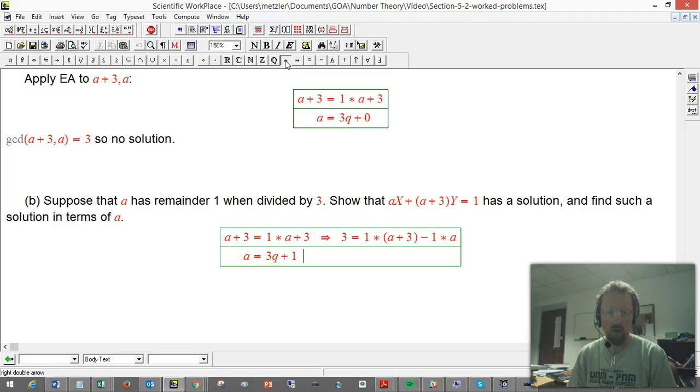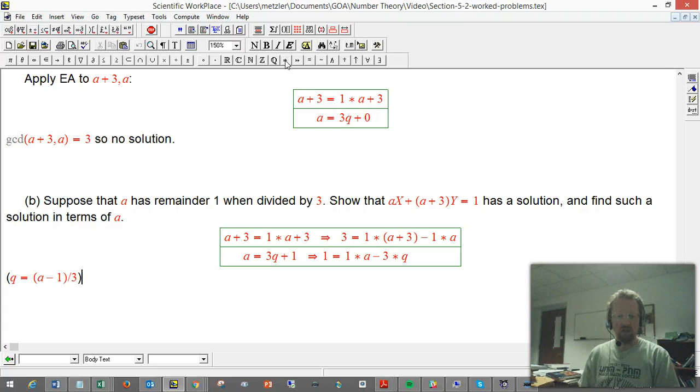Now a equals 3q plus 1 means 1 equals 1 times a minus 3 times q. Now let me just remind ourselves, q is none other than (a minus 1) over 3.